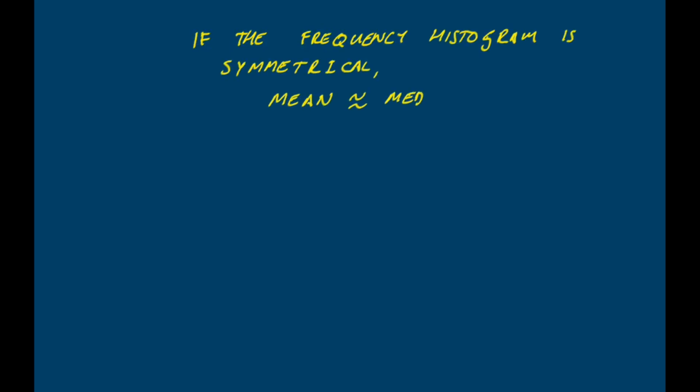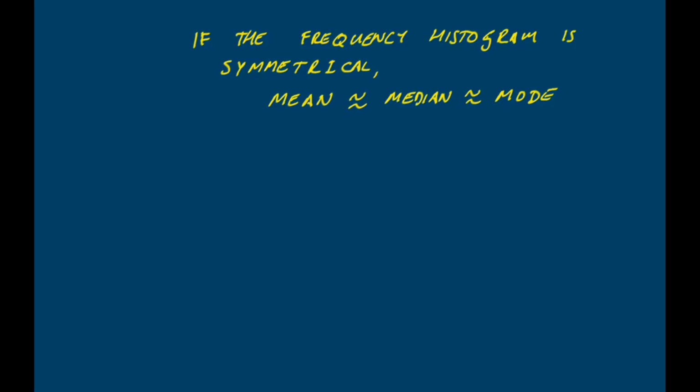Why should we use mean or median? When should we use the mean or the median? Well, if the frequency histogram, so the distribution of data, is symmetrical, and you'd normally see this with normally distributed data, then the mean is going to be approximately equal to the median, and that's also going to be approximately equal to the mode, which is the most common value in the data set.